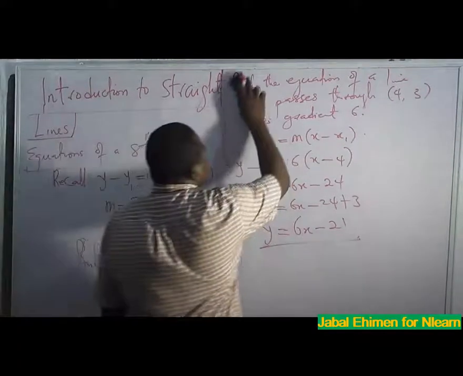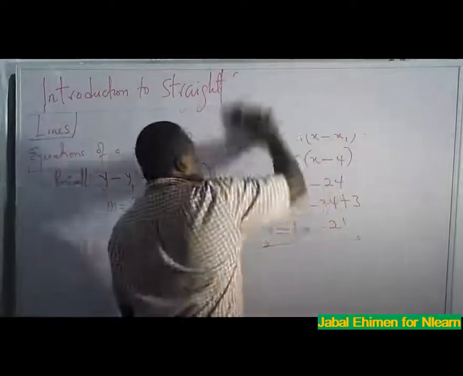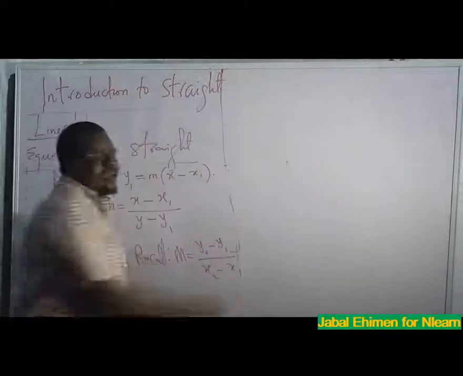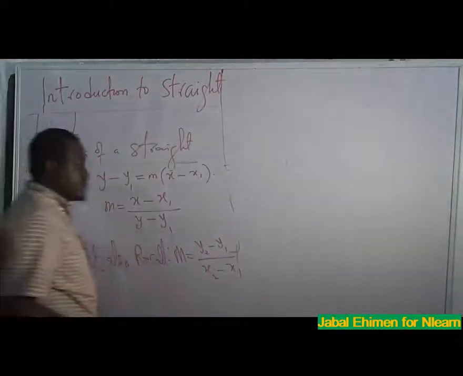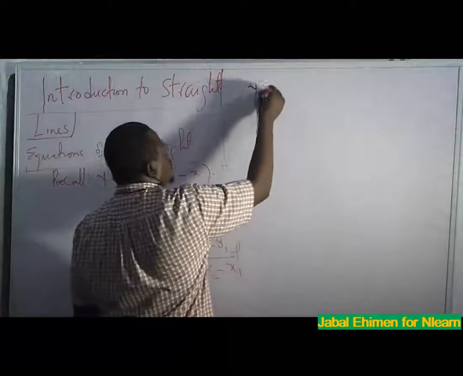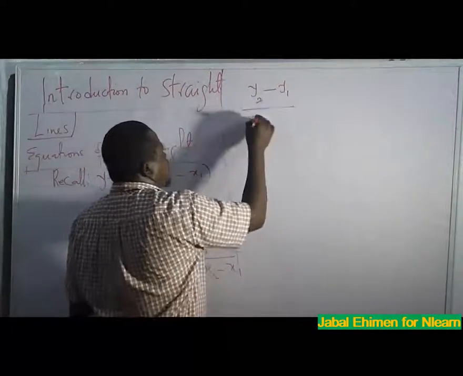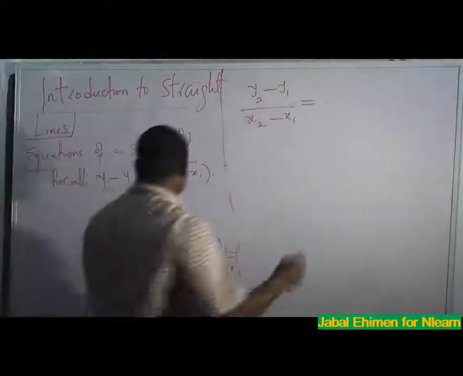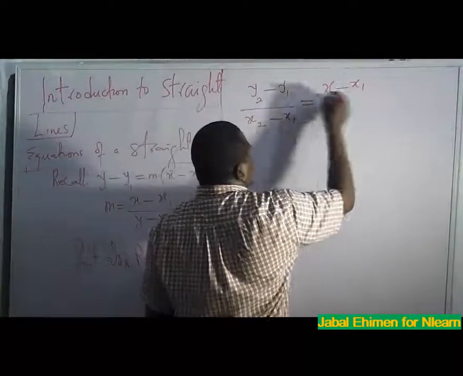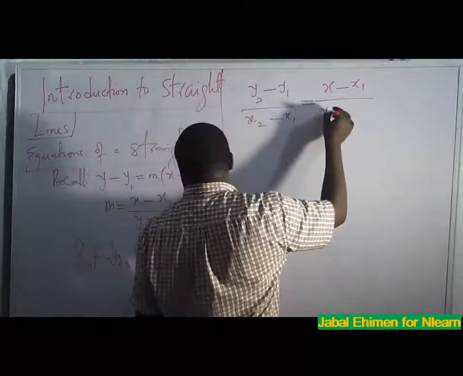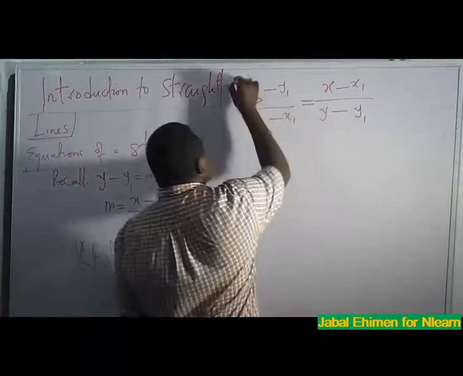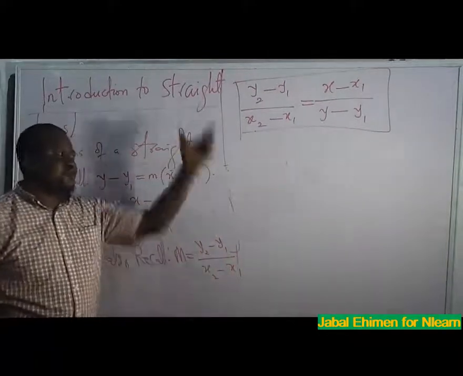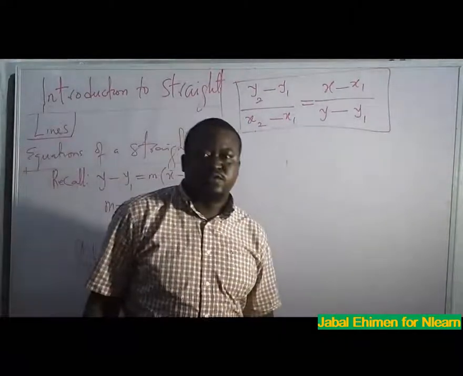If you do that, automatically that will give you something else. You just discover that m now becomes y2 minus y1 over x2 minus x1, which is equal to y minus y1 over x minus x1. So this is the two-point form. Anytime you're dealing with two points, you have questions that have to do with the two-point form.